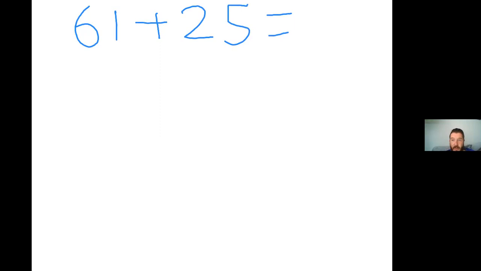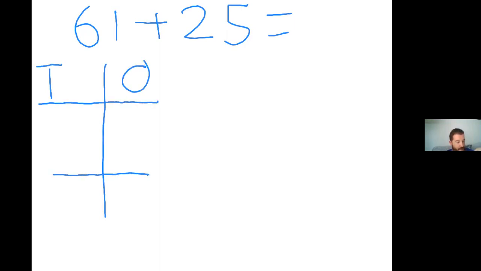Then on this side, you're going to do your tens and ones column. I'm just going to put T and O because we know what they stand for. So draw that for me. Pause the video if you need to.